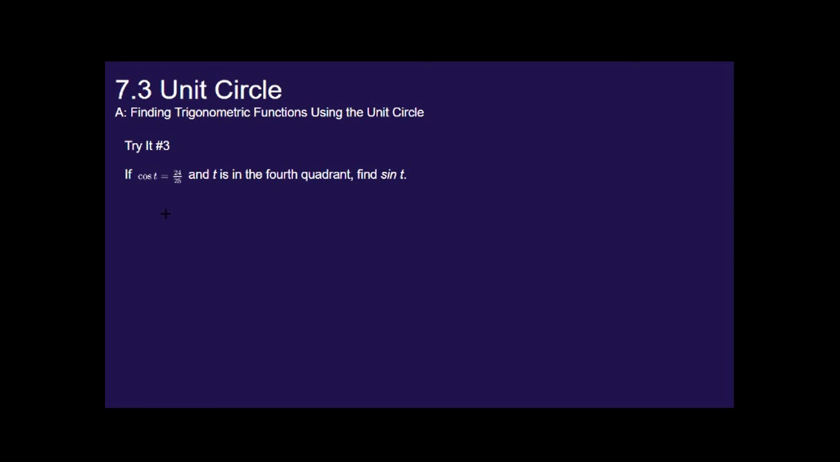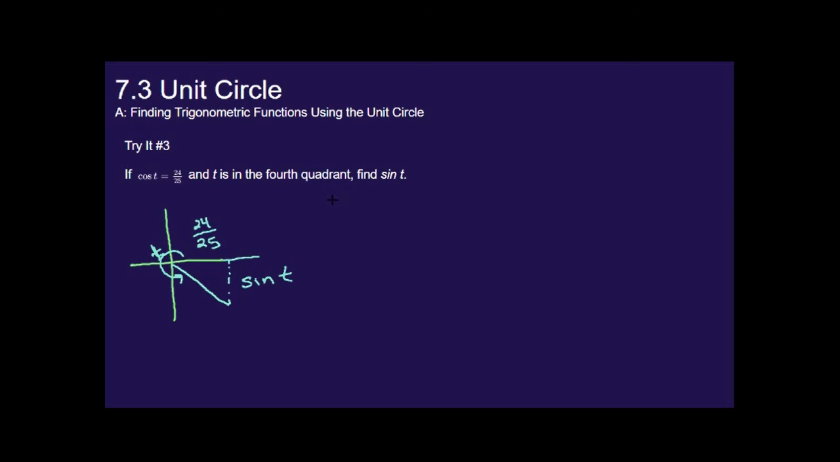So the first thing I'm going to do is sketch this out. Okay, and I know that it's in the fourth quadrant, so I'm going to draw a generic angle in the fourth quadrant there. My angle is t. We have 24 over 25. So I know that this is the cosine, which means this is going to be the x value, 24 over 25, and the y value is what I don't know, but I know that it's sine t, and that's what I'm looking for.